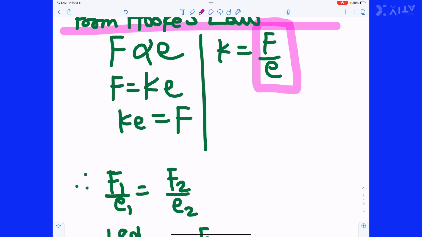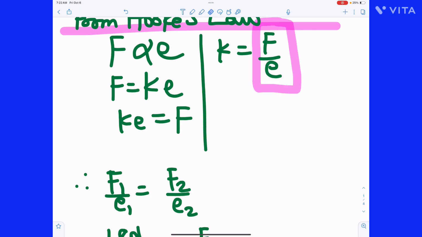Can you see that, senior? F will be equal to KE. So that means KE is equal to F. And if KE is equal to F, it means what? K is equal to F over E. It means K is equal to F over E.